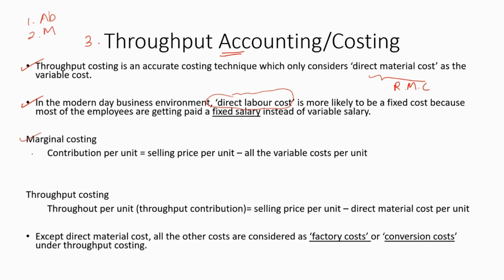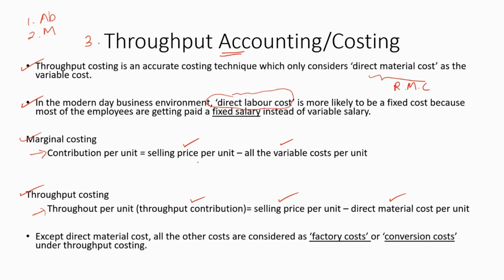Under marginal costing, we calculated the contribution per unit, which is equal to selling price per unit minus all the variable costs per unit. Now we are going to calculate the throughput per unit under throughput costing. Throughput per unit is also known as the throughput contribution, which is equal to selling price per unit minus direct material cost per unit. Direct material cost per unit is the only variable cost under throughput accounting. All the other costs will be fixed costs.